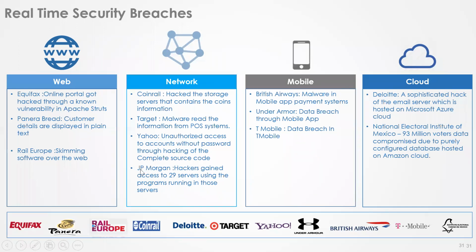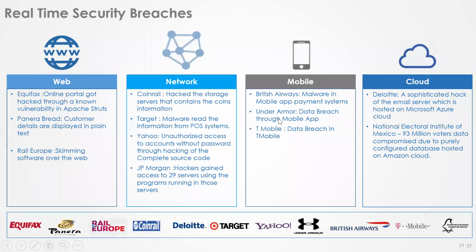And the JP Morgan. So the interesting thing with JP Morgan is that attackers gained access to only one system, one server. From there, they compromised another 28 servers. This has happened with respect to JP Morgan. Similarly, even mobiles have been compromised.